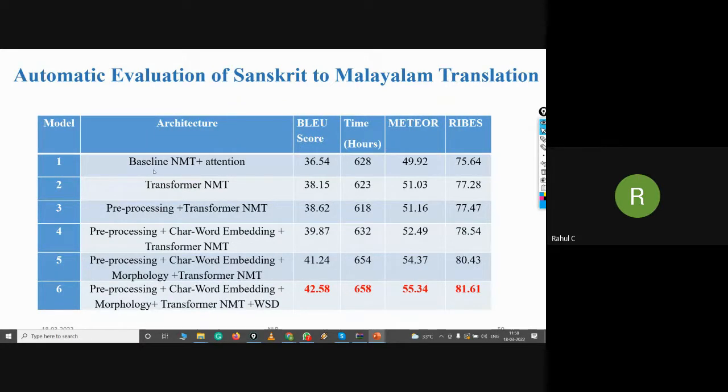You can see without any mechanism, baseline NMT gives 36.54. Now with transformer NMT, you can see it is increasing to 38.15. Then with some pre-processing, it increases to 38.62, and with character embedding, it comes to 39.87, like this. And finally, if you incorporate morphology, it increases further. And if you incorporate word sense disambiguation also, these scores become higher. So this type of improvement can be achieved in neural machine translation. This is using the Sanskrit and Malayalam language pair.